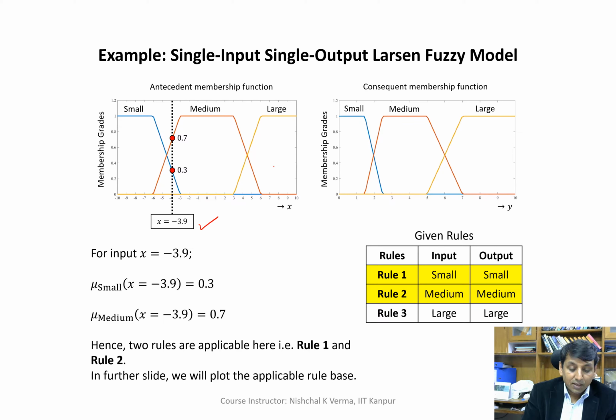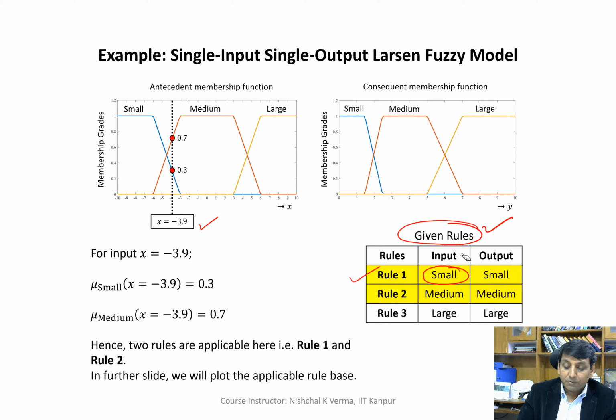Let us further understand that corresponding to this input, we are getting 0.3 as the point of intersection in the small region and 0.7 in the medium region. Now, let us check this in the given rules and see whether the rules are applicable for this input or not. The input x is equal to minus 3.9 is falling in the small region. If our input is falling in the small region, we have the output also in the small region. So this means rule 1 is applicable no matter what the output is.